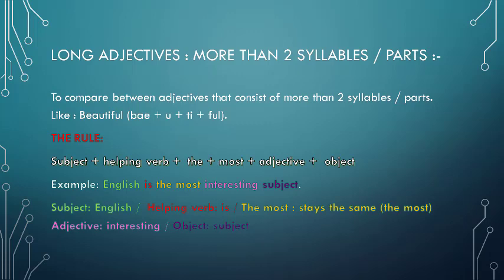Here is the rule. The rule says subject plus helping verb plus the plus most plus adjective, and finally we add the object. Here is one example. English is the most interesting subject. The subject we have here is English. Helping verb is. The most, both of them stay the same. The adjective here is interesting. The object is subject. Why did I add most to the adjective interesting? Because interesting consists of more than 2 syllables. Interesting consists of 3 syllables.